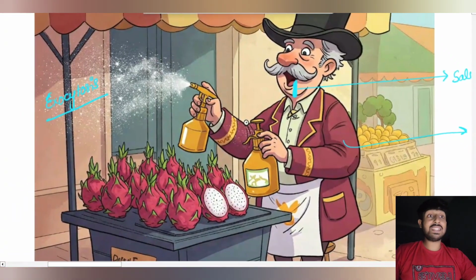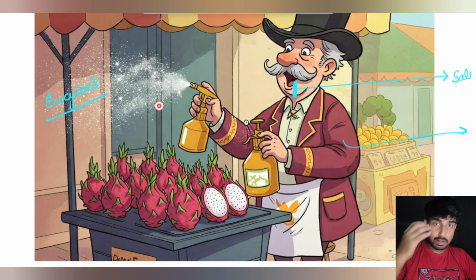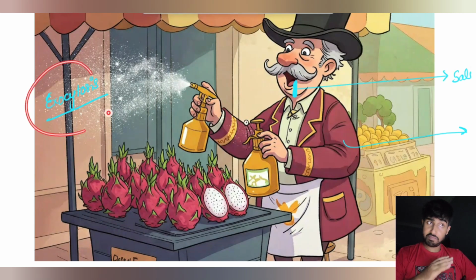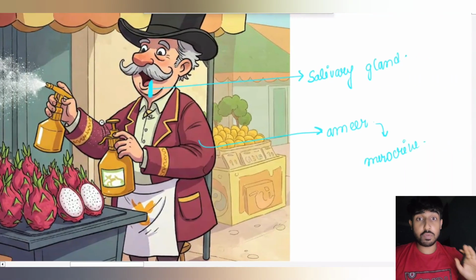Now what is its mechanism of action? Can you see the spray? The spray is basically exocytosis, means you are throwing something out of the cell, right? So this is exocytosis. Clear? Okay. So exocytosis, this is what you have to remember.